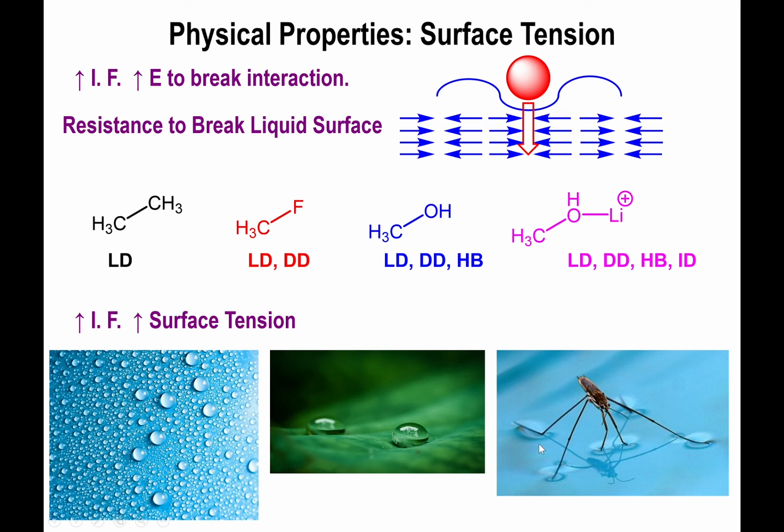The other trait that you may have witnessed is what you see right here on the final figure. You have a daddy long leg or a water bug basically walking on water, and the reason being is that as a result of the long legs, this insect is able to spread its weight over a great surface area. And by doing so, at any one given point of interaction with the water surface, the amount of force applied to the water is actually much lower than if this thing were to have only one leg. In that case, it would probably sink to the bottom and drown, right?